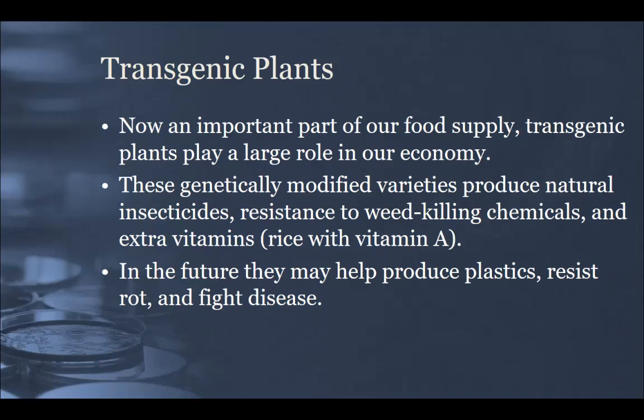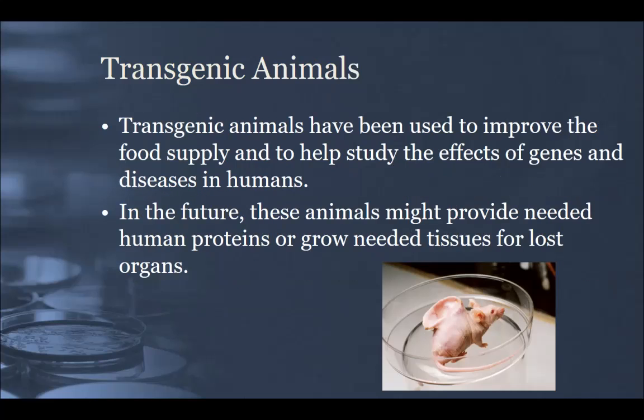In the future, we may find more and more plants being used to actually make materials like plastic to resist rot. We can talk about the flavor saver tomato or fight disease in other ways. And it's not just plants and microorganisms. We see this in animals as well. Transgenic organisms have been used to improve our food supply. Some of the beef that you eat, some of the milk that you drink may come from transgenic animals. Okay. In the future, these animals might provide all sorts of needs for humans.